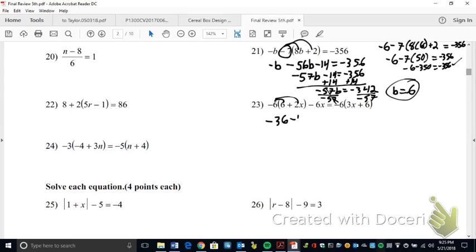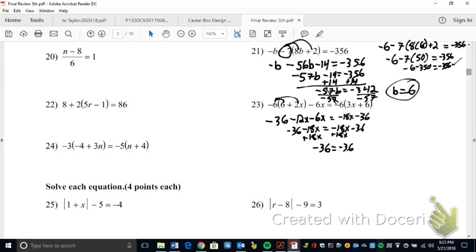Let's look at 23. So this time we have variables on both sides of the equation. So what we need to do is distribute through on both sides, and then we're going to combine like terms. So we have negative 36 minus 18x equals negative 18x minus 36. Okay, now if we add 18x to both sides, notice they cancel out. So we end up with negative 36 equals negative 36.